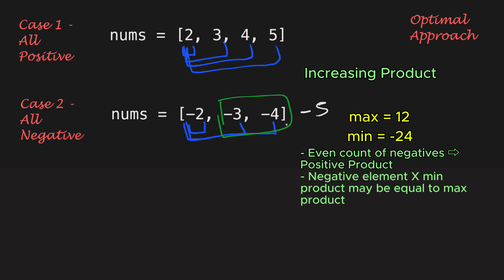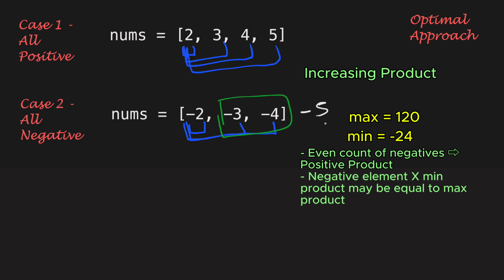And since -5 is negative, multiplying it with the current minimum product of -24 flips the product with positive value +120. This becomes a new maximum product as it surpasses the previous value of 12. Now because we are tracking both maximum and minimum products, there is no need to track the sign of the element explicitly.